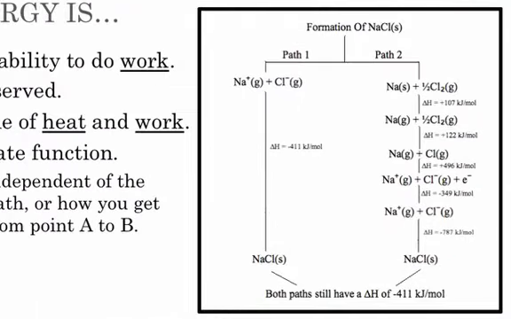And here's a picture over here of that example. You can see that in path 1, it's just a one-step reaction. You have the sodium ion and the chloride ion forming the sodium chloride solid. And then if you look on path 2, it has a bunch of smaller steps. But either way, the change in energy, and this delta H right here really is enthalpy, but we'll get to that in a second, is negative 411 kilojoules per mole. So it doesn't matter which pathway you take, you still end up with the same change in energy.